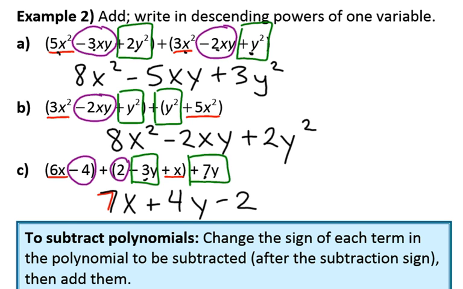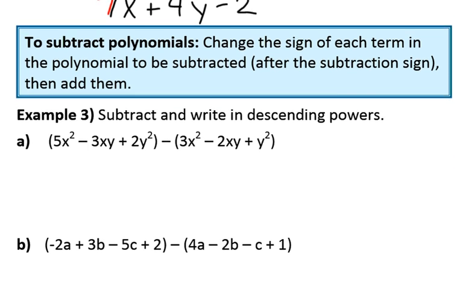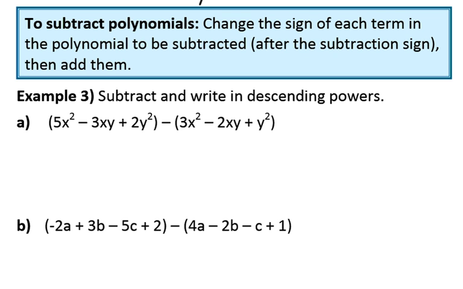Okay, so for example 2, we were adding variables with the parentheses. But now we're going to look at when I subtract polynomials. So in order to subtract polynomials, if you look at part A, I've got these 2 parentheses with a negative in between. So what you're going to do is you have to have another step before you can find the answer. So what you want to do is to change the sign of each term in the polynomial to be subtracted, which comes after the subtraction sign. Then you add the terms.